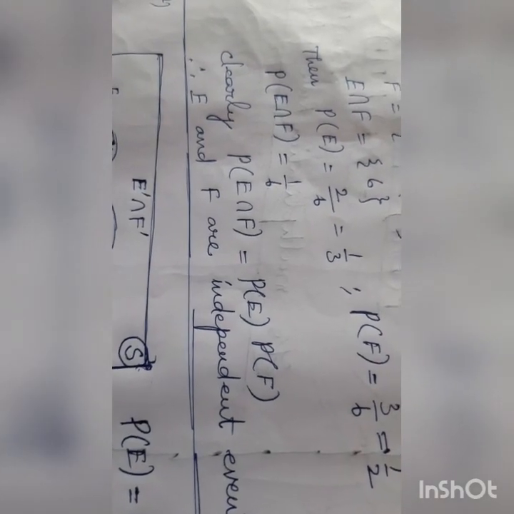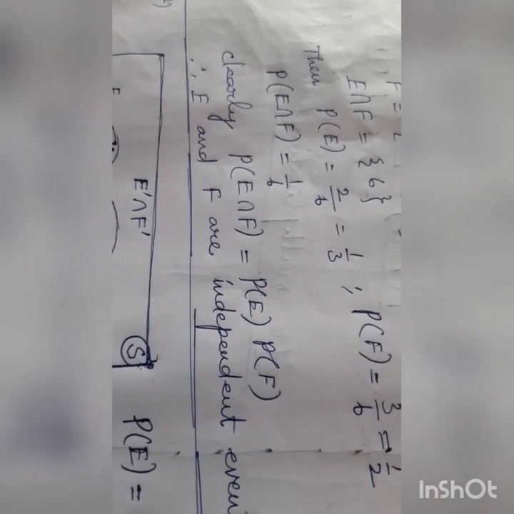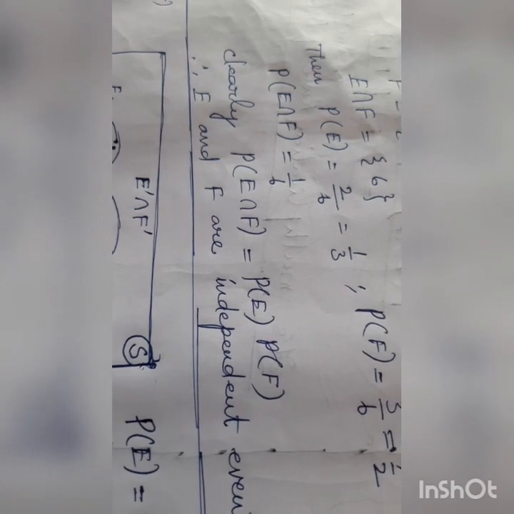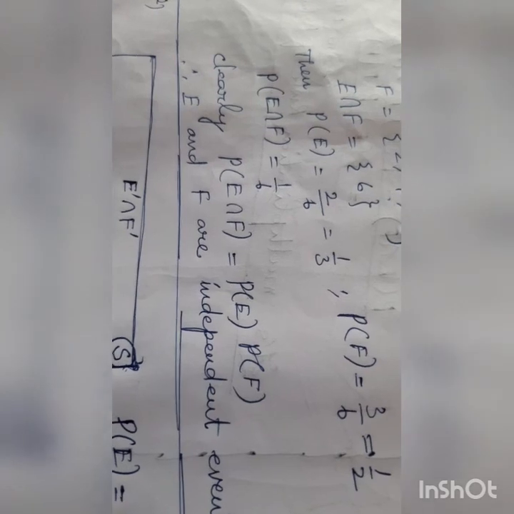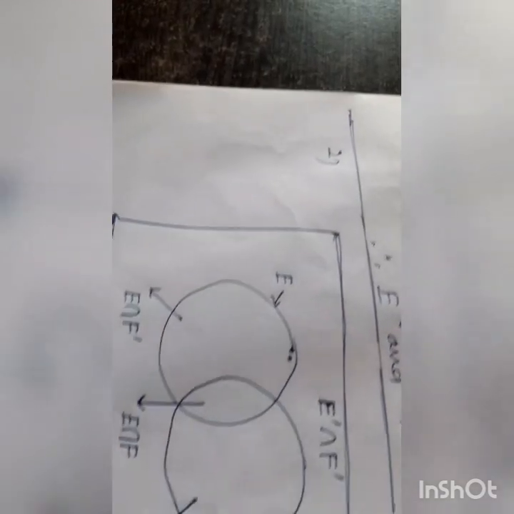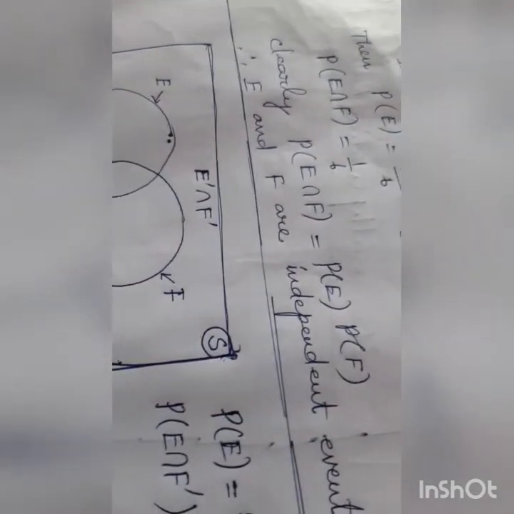In case P of E intersection F equals P of E into P of F, then E and F are independent events. That's all. P of E intersection F equals P of E into P of F. If you prove it at any time, then those events are called independent events. You see here, you can understand. I will explain with a John Venn diagram.